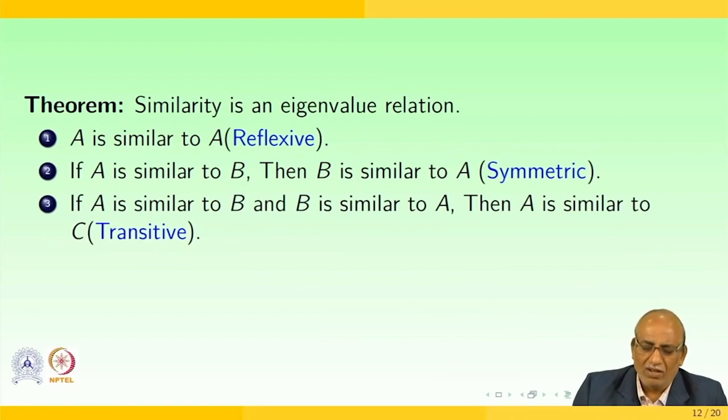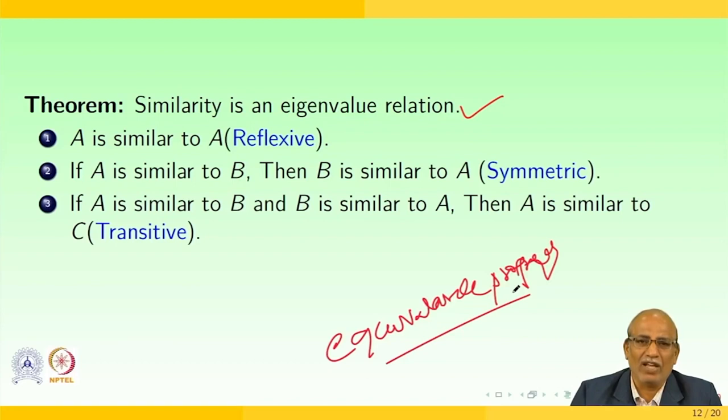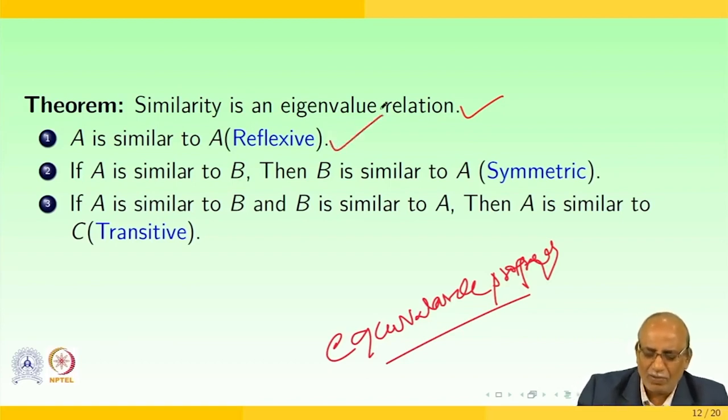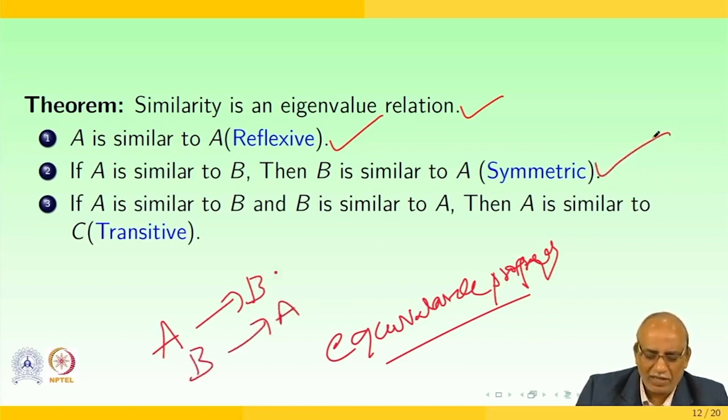Following this, we have a theorem: similarity is an equivalence relation. It is analogous to what you call the equivalence property. The matrix A is similar to A; that is called the reflexivity property. If the matrix A is similar to matrix B, then B is similar to A. So A is similar to B and B is similar to A. This is called the symmetric property.